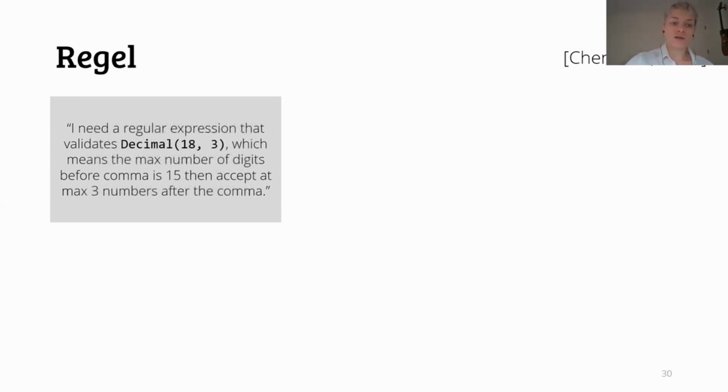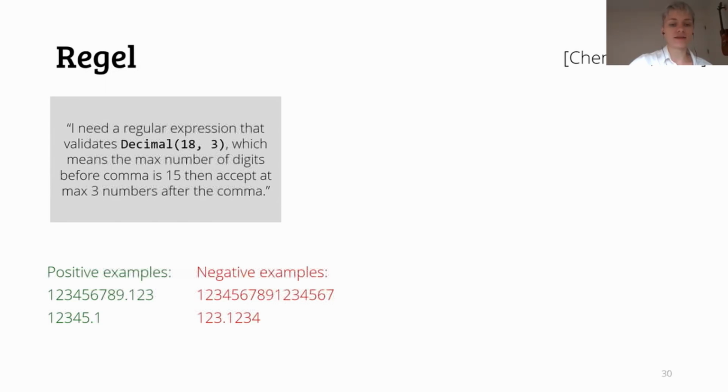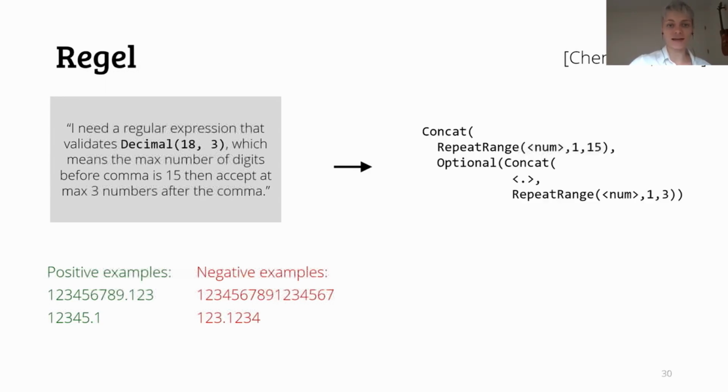someone might say, I need a regular expression that validates decimal 18.3, which means that the maximum number of digits before the comma is 15 and the maximum number after the comma is 3, right? And then they supplement that with some positive examples of the strings that should be accepted and negative examples with the strings that should be rejected. And from that description, Regae synthesizes a regular expression for them automatically, right?